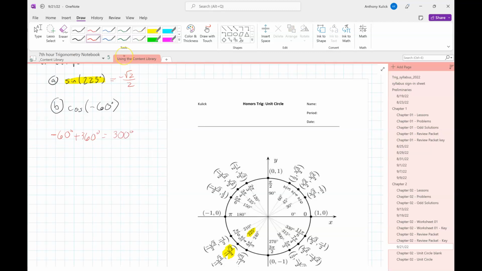So I know this is the same thing as cosine of 300. So I'm just going to go and find 300 on my unit circle. There it is. And I remember that the unit circle is cosine comma sine. So cosine should just be the x-coordinate.